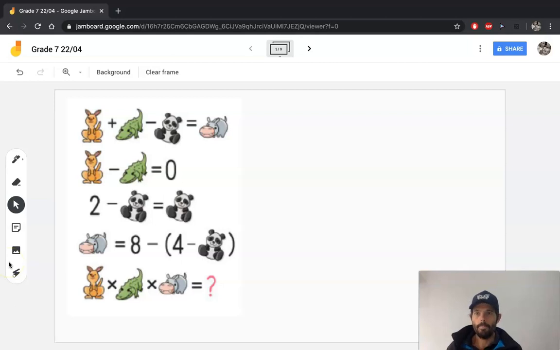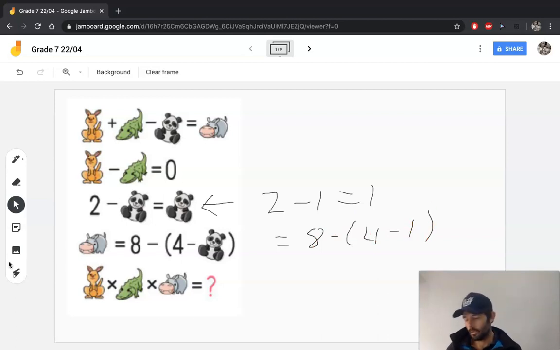Okay guys, well done for working through that. I'm going to start on the third line with the panda, and we know that 2 minus 1 is equal to 1. From there I'm going to have a look at this fourth line, and that's going to be something is equal to 8 minus (4 minus 1). Do the brackets first: 4 minus 1 is 3. Then 8 minus 3 is 5.